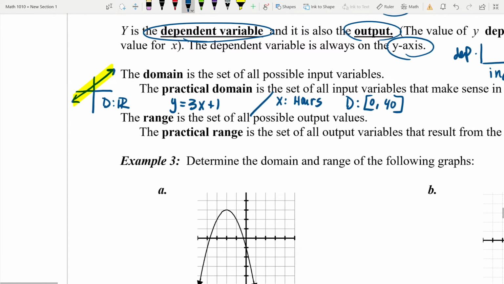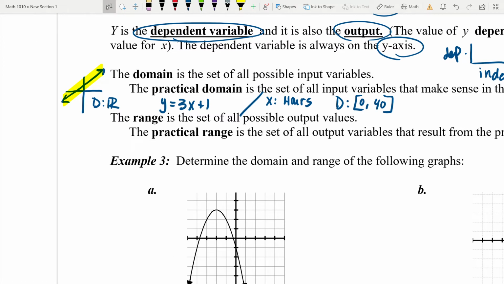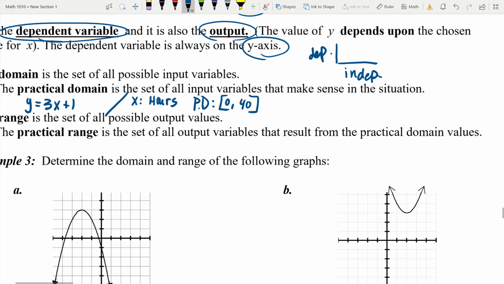So the regular domain is what it looks like when you look at the equation, you look at the graph, and then the practical domain is when you think about what it stands for. I'm going to work anywhere between 0 and 40 hours. Okay? Who says I understand that? Raise your hand. Okay. When do you do this?